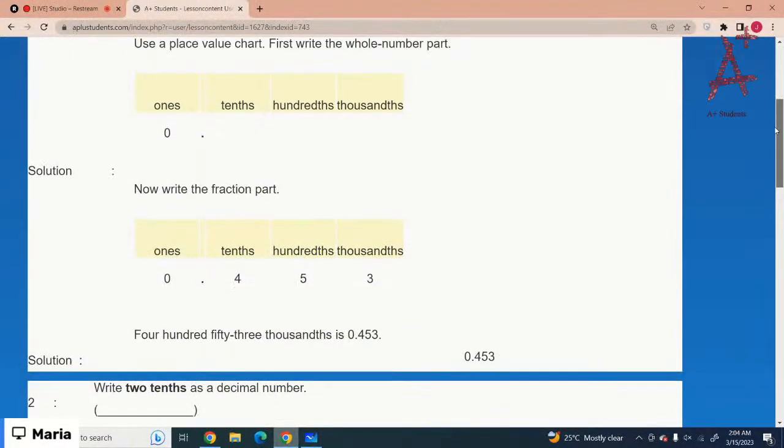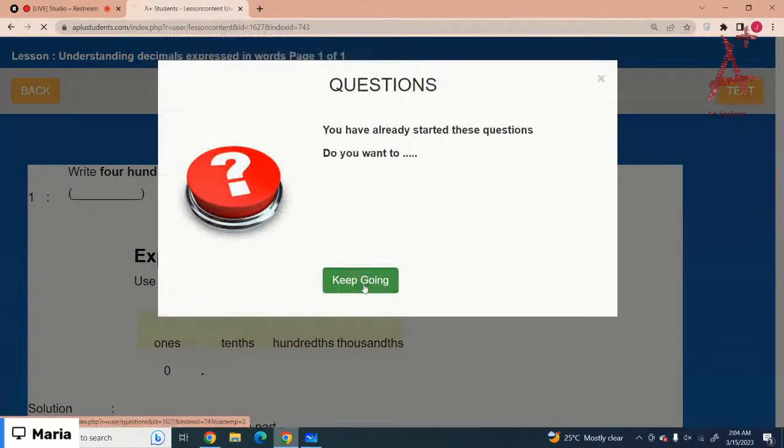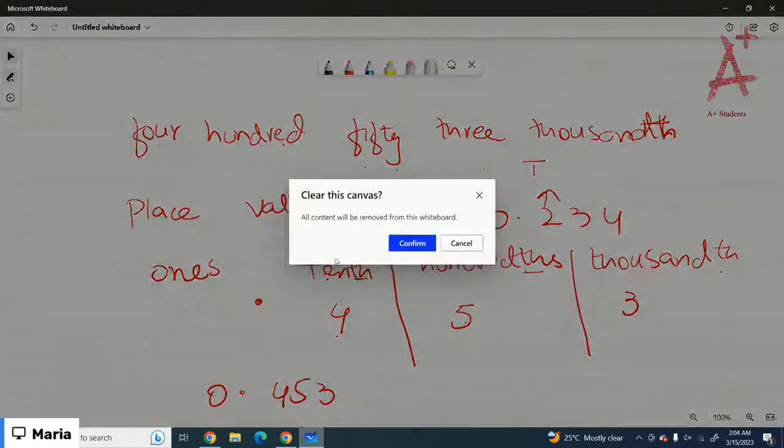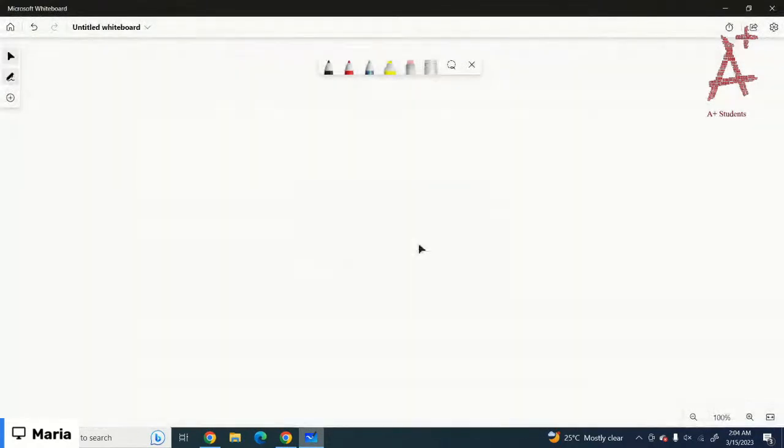Let's just start with the practice questions. You can have a look at the tutorial by yourself. Okay, the first example is 83 hundredths. Eighty three hundredths.